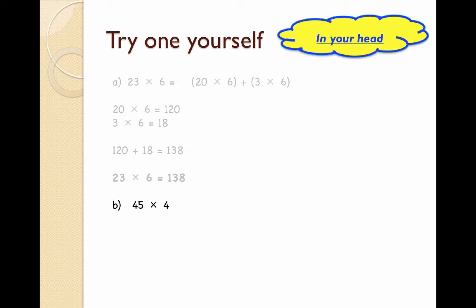Here's the answer. 45 times 4, I'm going to split into 40 times 4 and 5 times 4. 40 times 4, well, 4 times 4 is 16, and if I put a 0 on the end of it, that gives me my 160. 5 times 4 is 20. So 160 plus 20 is 180, and I hope that's what you got. Nothing to write down, this is just one to remember. Good mental strategy.